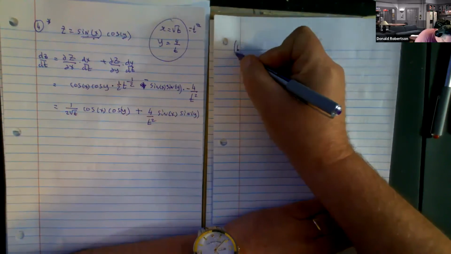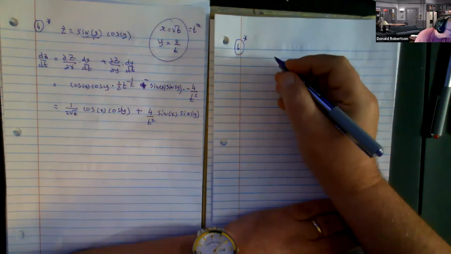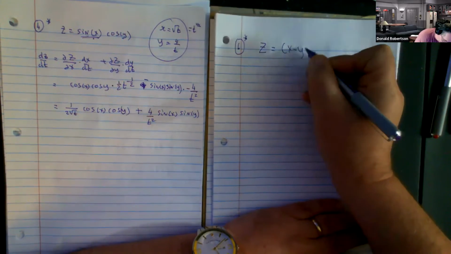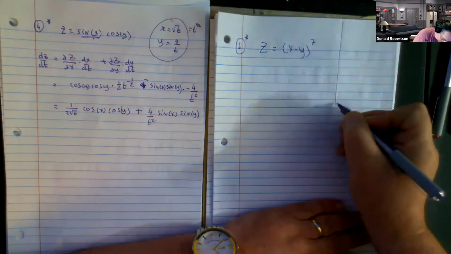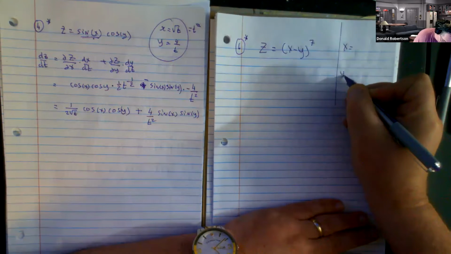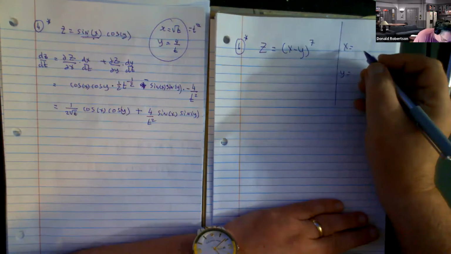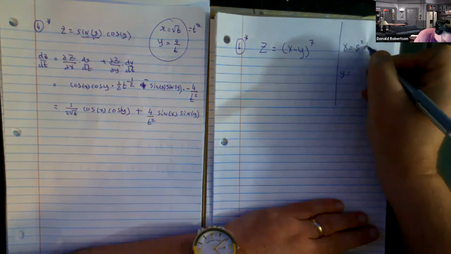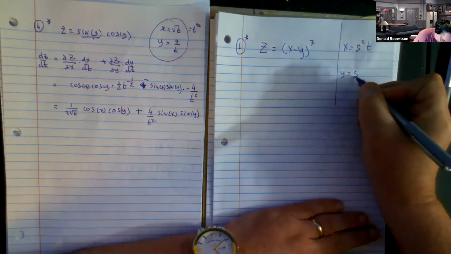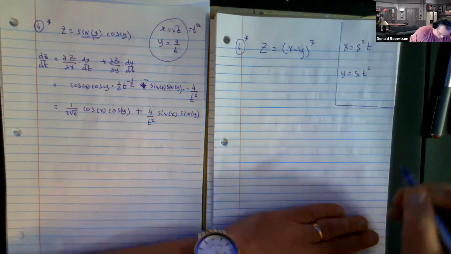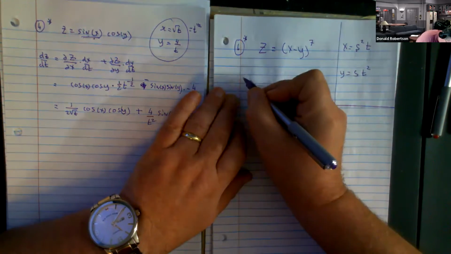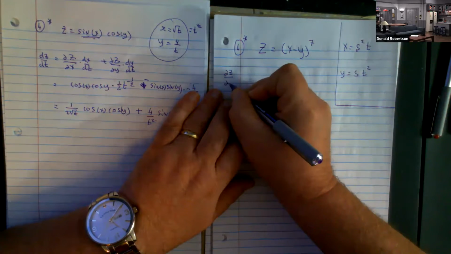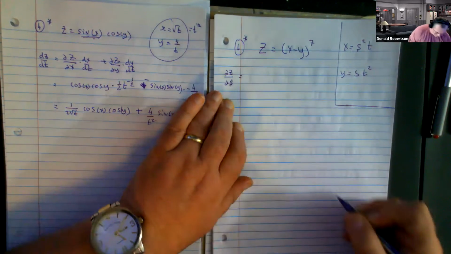Guess I'm picking on even ones today. Question 6. I have z equals x minus y to the 7. And x and y are both functions of 2 other different variables. X is s squared t, and y is s t squared. And we are going to find, well, they ask you to find both, but we're just going to find one of the 2. So for no particular reason, because I want to, I'm going to go for that one.